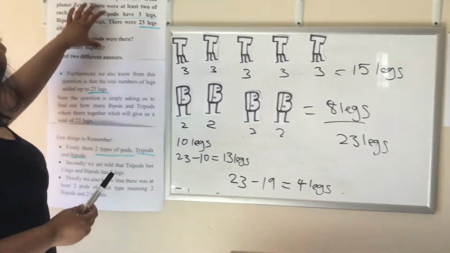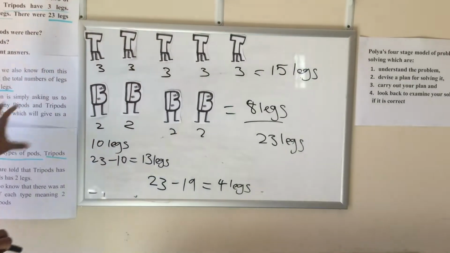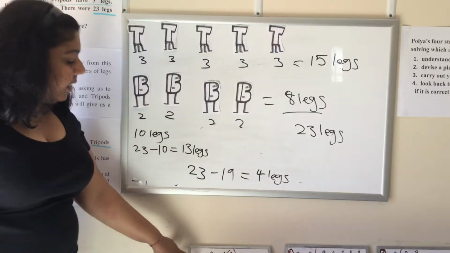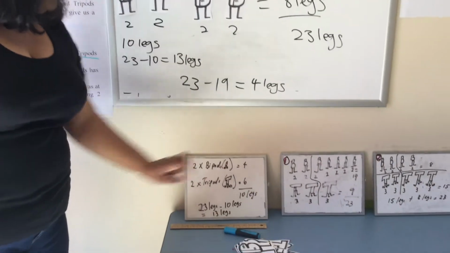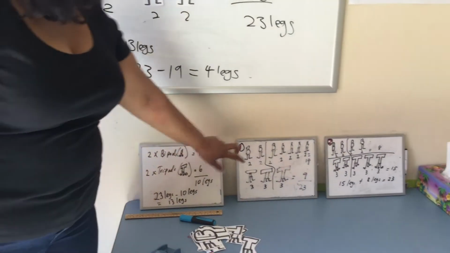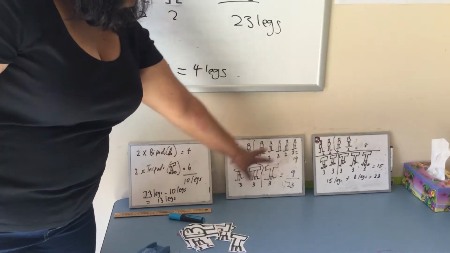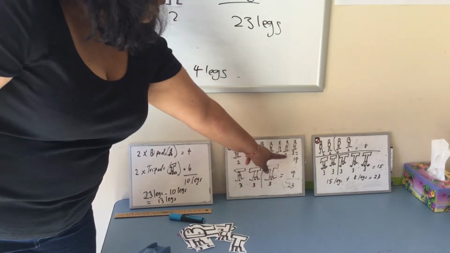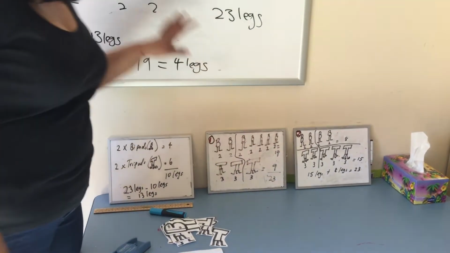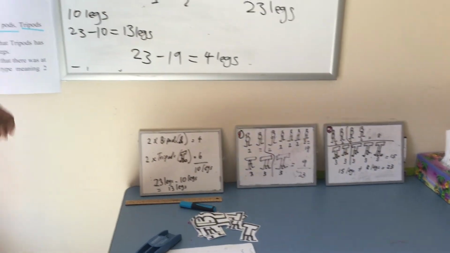So we have used the Polya 4-stage model of problem solving to find 2 ways to find the solution. We calculated that the 2 bipods had 4 legs, and the 2 tripods had 6 legs. And the 2 different ways we calculated were, the first one, where we had a total of 14 legs and 9 legs, which added up to the 23. And the second solution, which is up here, where we had 15 legs and 8 legs. So these were the numbers of tripods and bipods.